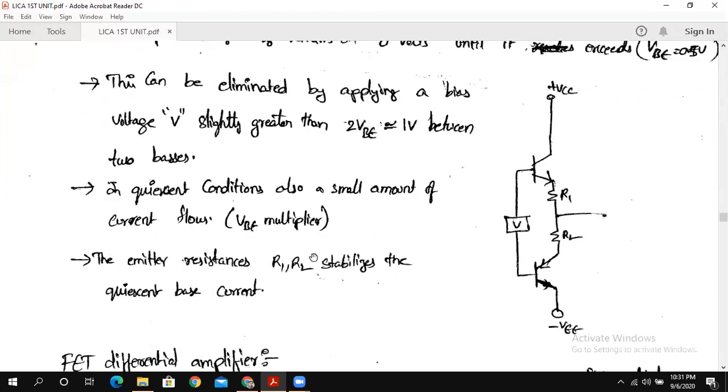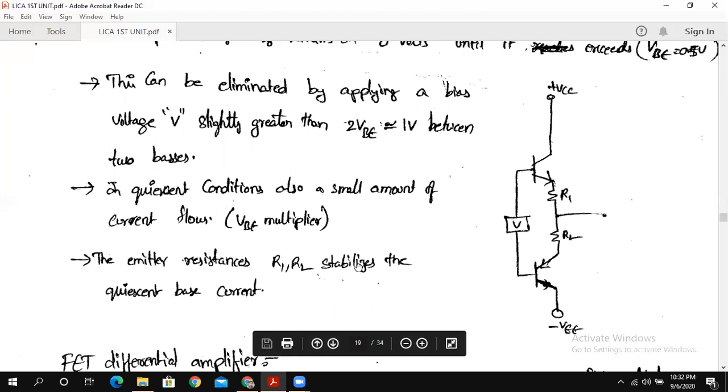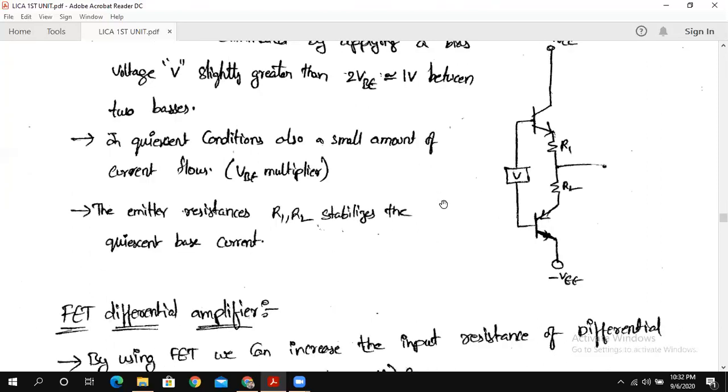In quiescent conditions, a small amount of current also flows. Here you can see the VBE multiplier, which is the modified circuit. Here we use a voltage source such that it keeps the two transistor bases at a voltage greater than 0.7 volts. The emitter resistors R1 and R2 stabilize the quiescent base current.